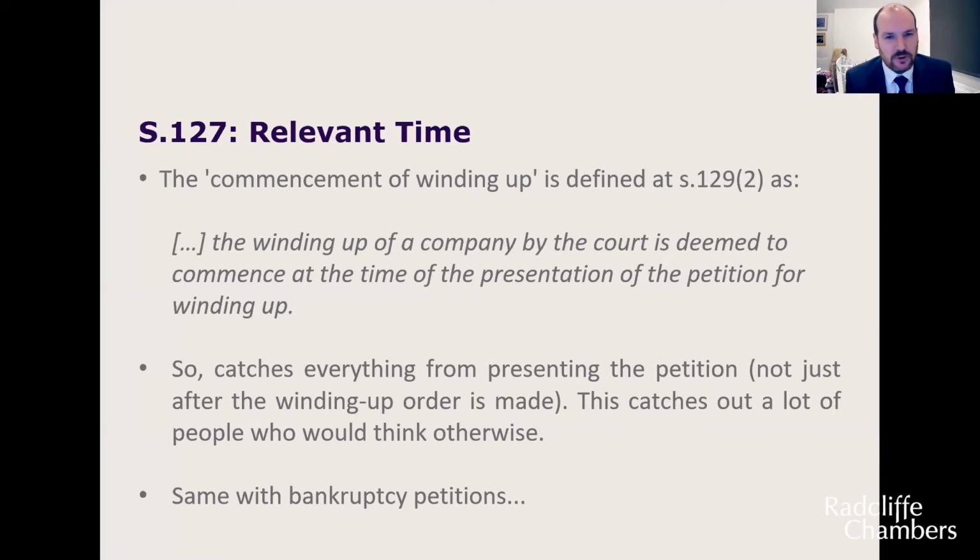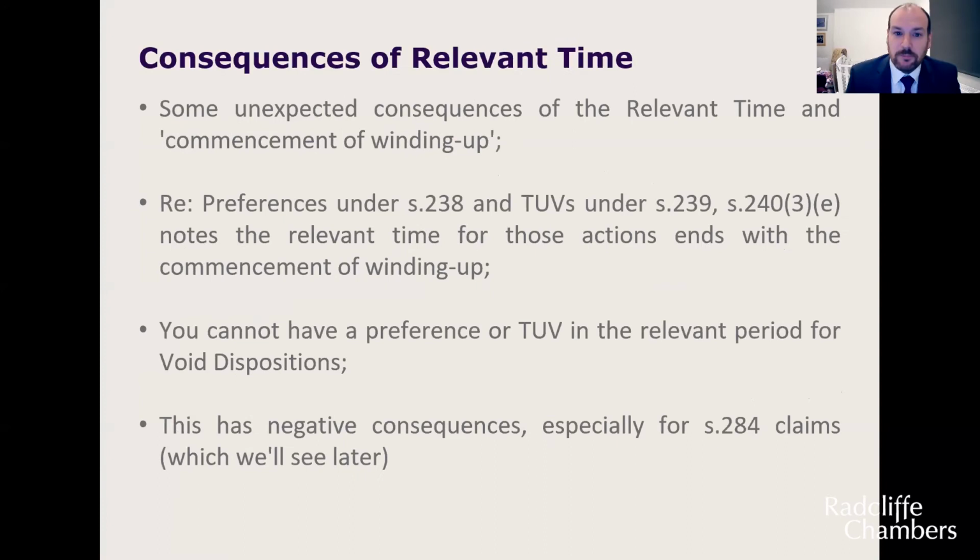Which is where validation orders are very important. Again, not what we're going to talk about today. But this can catch out a lot of people, because there's no requirement in 127 that the recipients have knowledge of the winding up in order to be liable under 127. If they simply receive the property, that's that. It is a void disposition.